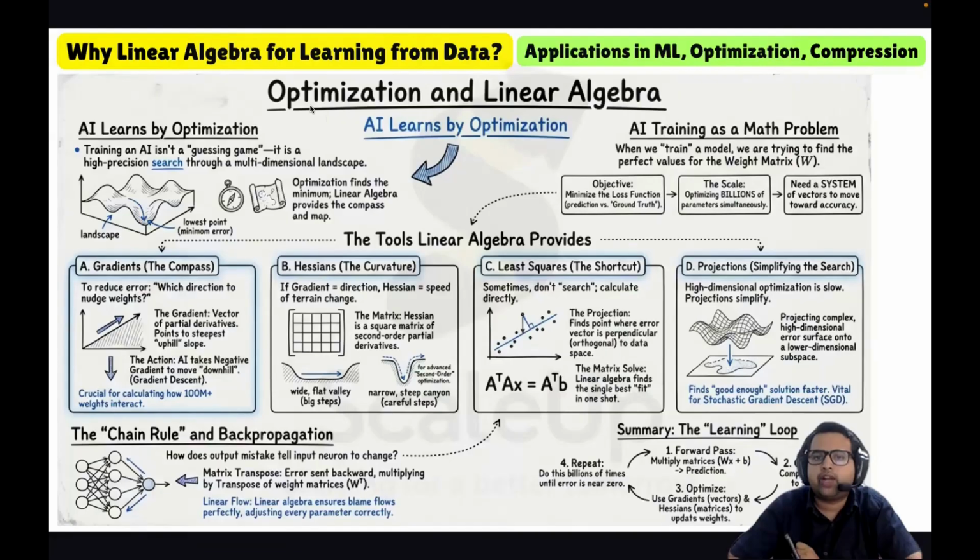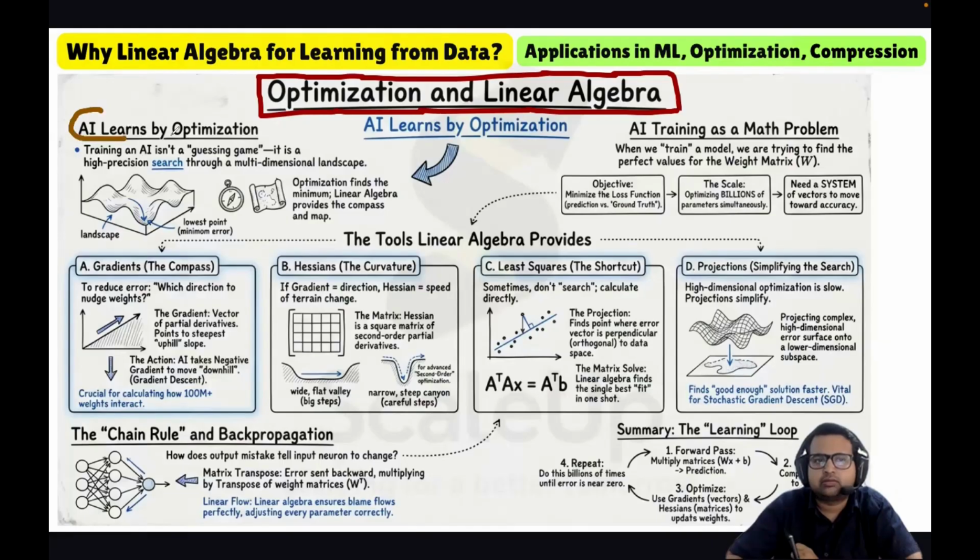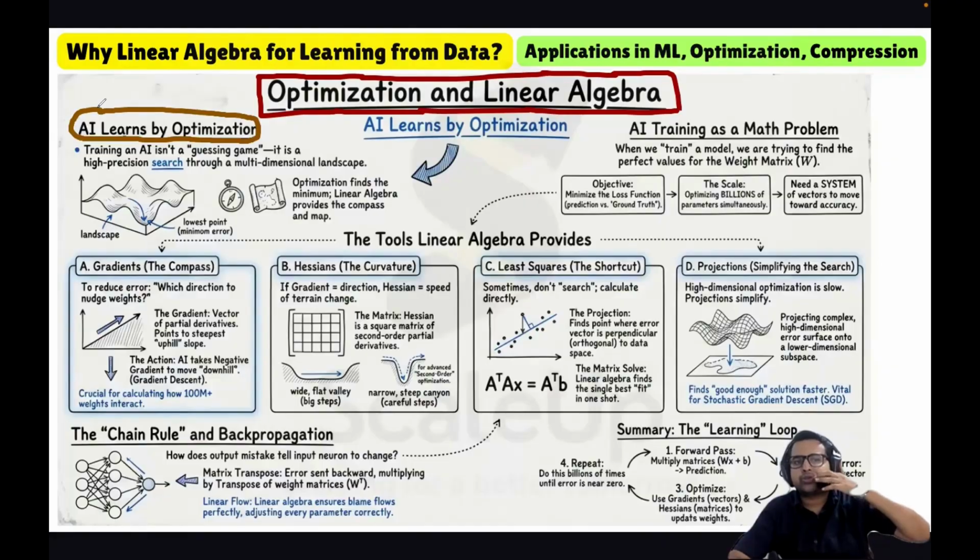Now we will look at the applications of linear algebra in optimization. So, optimization and linear algebra. Basically, AI learns by optimization. The goal of AI is to optimize, that is, to minimize the loss function.